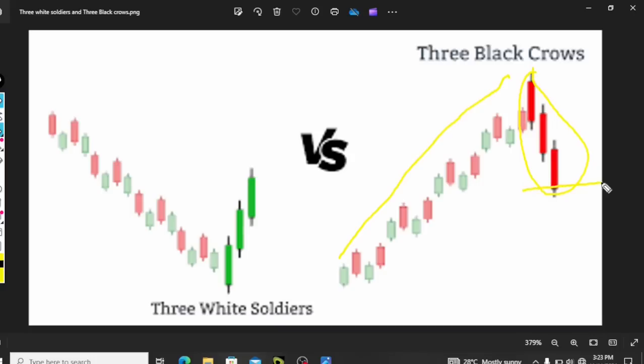Then as soon as the 3 black crows form, the next candle beginning to trade below the formation, simply place a sell, and then you will be in heavy gain. So that is what we are expected to do. All right, so that is it. 3 black crows.